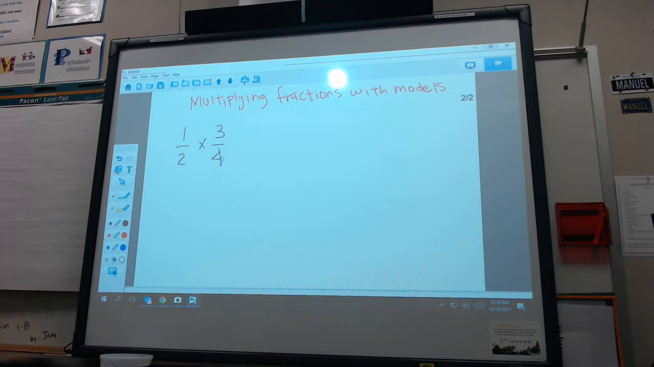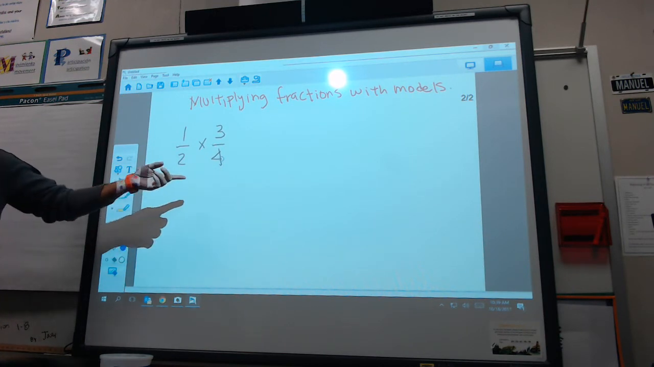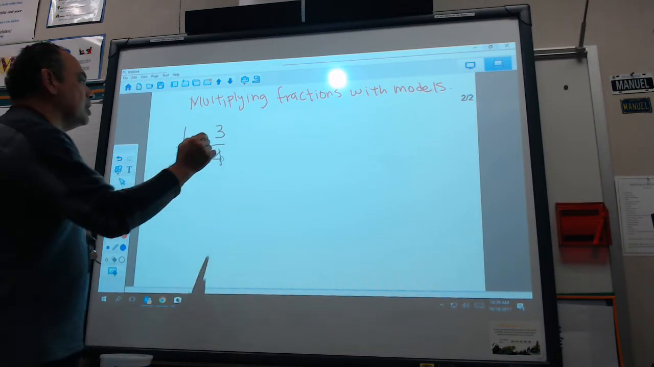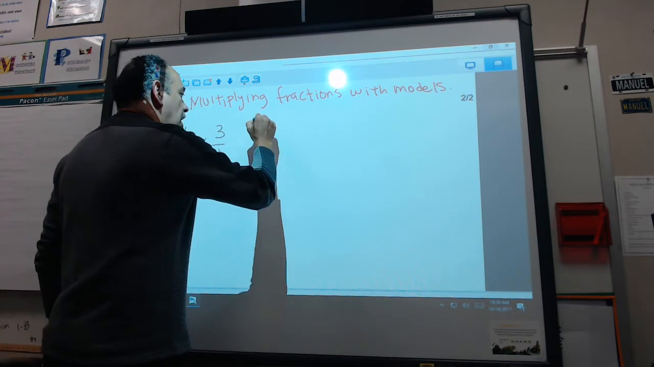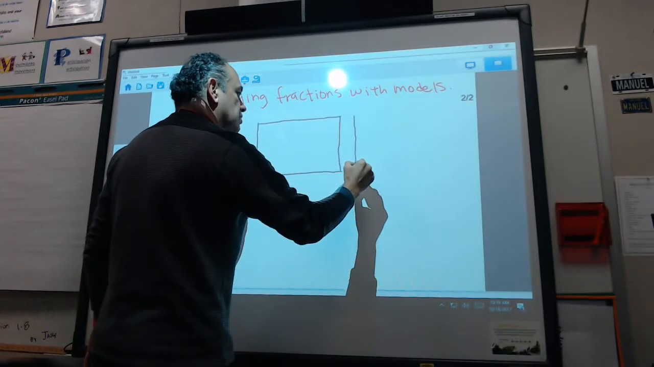So the first thing that I'm going to do is make a model of each factor. Can we draw a model of a half? Yes. Now when you're drawing, I need you to make the models the same size. The different denominator is going to give you different parts, but I'm going to try to make them the same size.